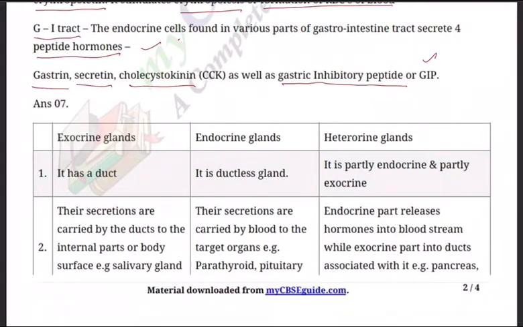Question 7: Exocrine, endocrine, heterocrine. Differences between the three.